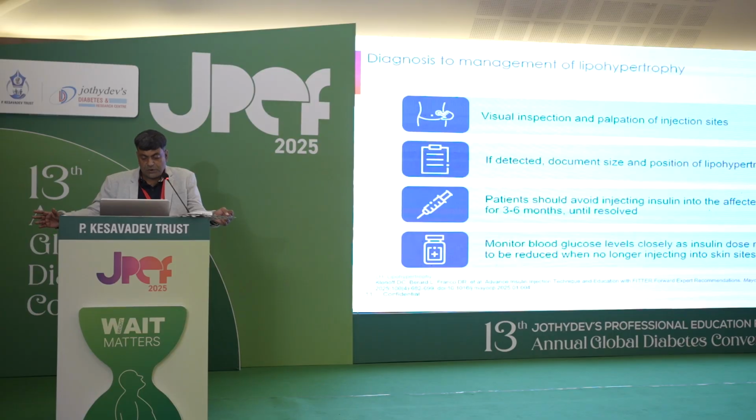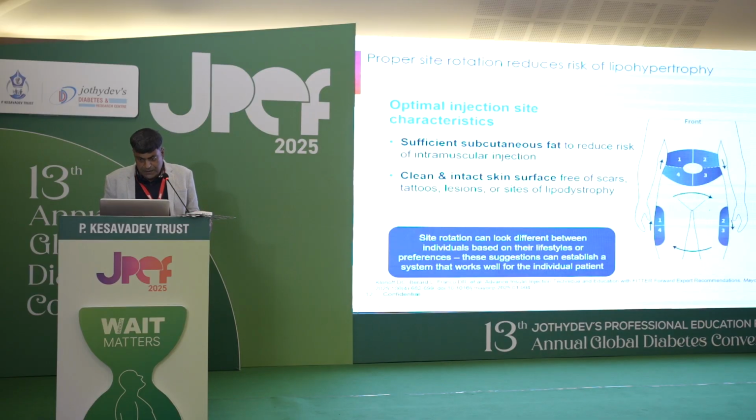We should also monitor the blood glucose levels more frequently, because the insulin doses might need to be reduced. If the patient was using it at the lipohypertrophy site, he was requiring higher doses. Once you change it, the requirement might go down, and the patient might go into hypoglycemia. So that we must advise. So if you are sure that a patient is injecting in a lipohypertrophy site, having normal sugar levels, advise lower doses of insulin on the safer side, and ask him to monitor and then increase if required.